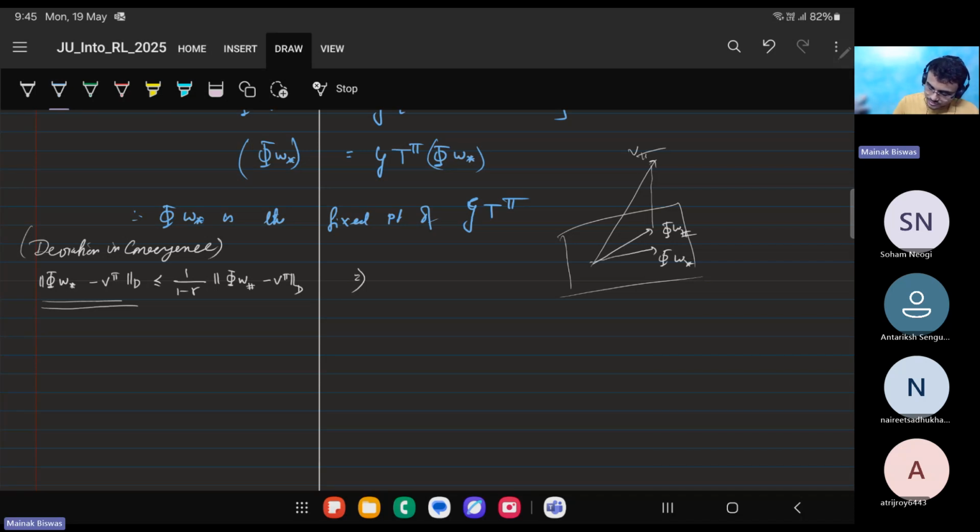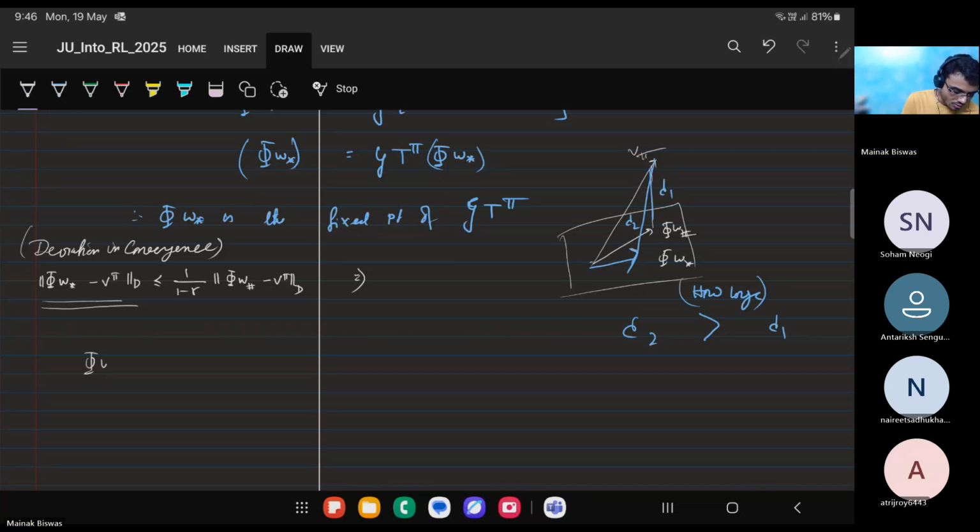Let us say this is phi W hash. Say this D1 and D2. What is the distance between D1 and D2? How far is D2 from D1? That's C times something. So I'm trying to see how large the distance is. Let us try to find that.